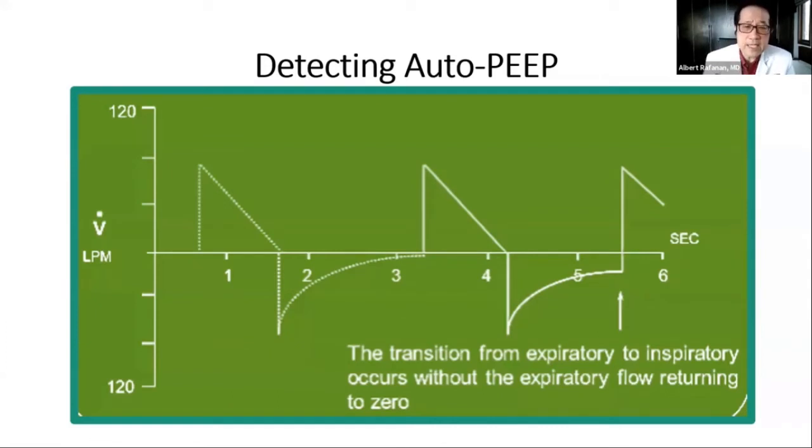It's not extrinsic PEEP. It's not PEEP that we set, it's PEEP within the body in this case, because the patient is not able to exhale all the air out. So the transition from expiratory to inspiratory occurs without the expiratory flow returning to zero, as you can see here. Unlike here, where it goes to zero. In this case, if you see this, that means that there is an auto-PEEP.